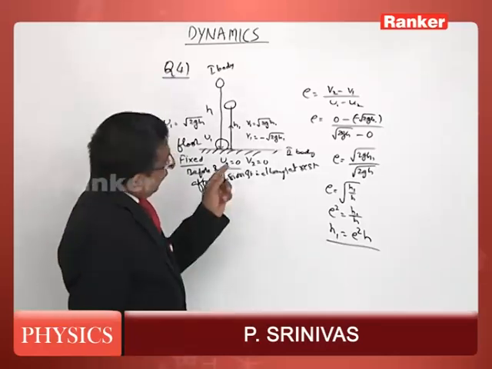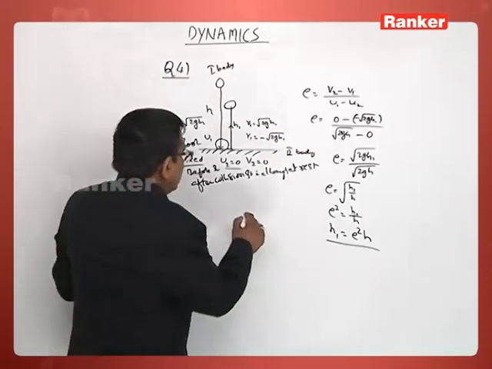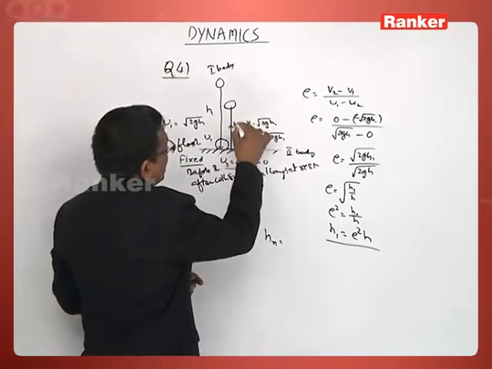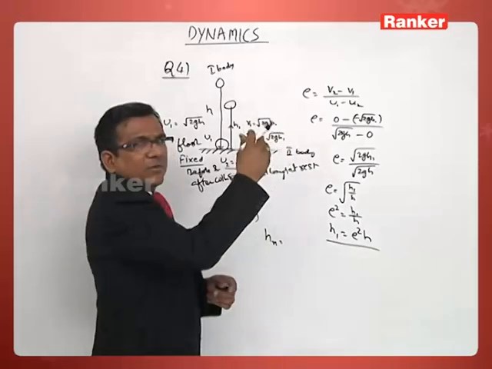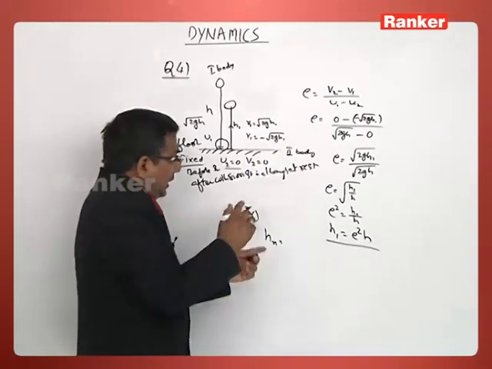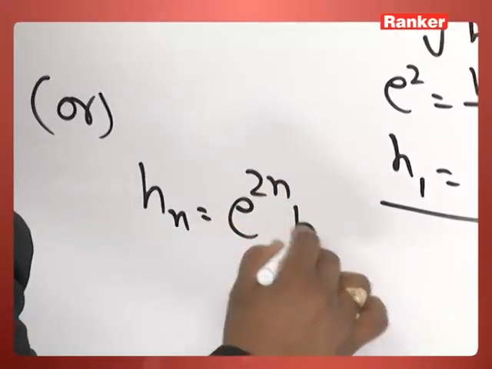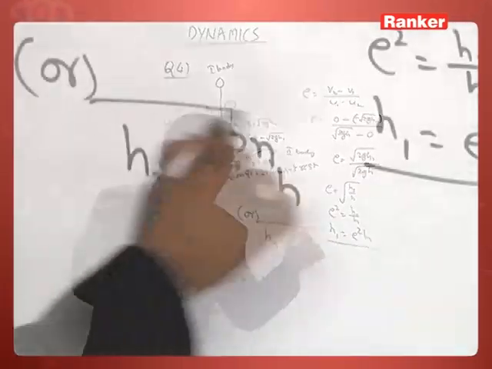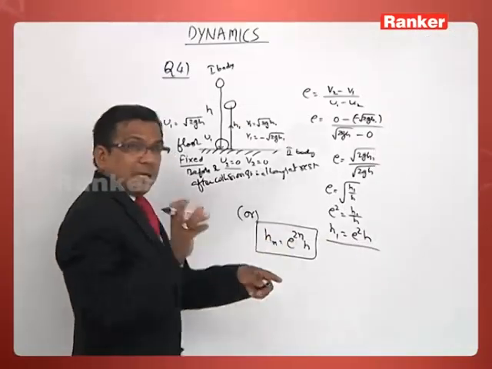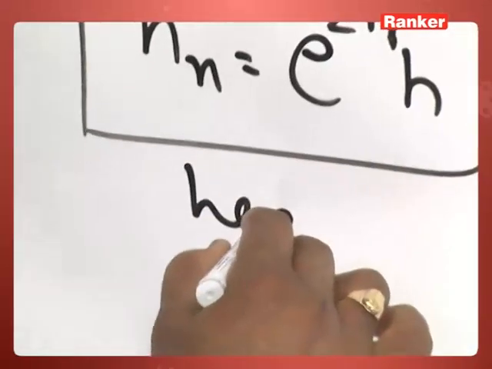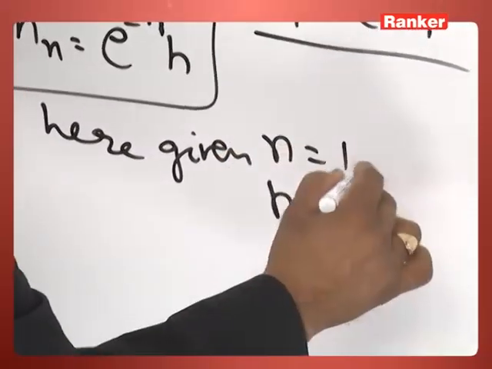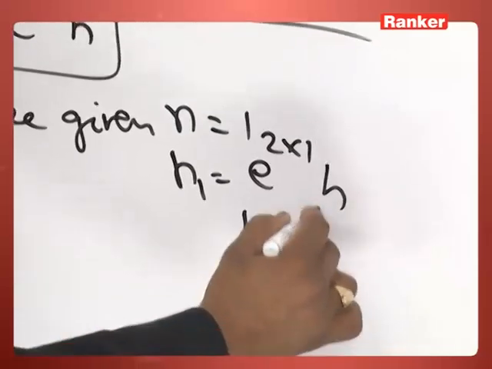But in this problem, you can do the problem like this also, or you can remember a formula. In the nth bounce, as you know, again it falls down, rises up, falls down, rises up. This takes place a number of times. Finally it comes to rest. Then you can derive a formula in the same way. In the nth bounce, e power 2n h, where h is the initial height of fall. By remembering this directly, you can solve this problem, where n is the number of bounces, and here first bounce was given. So here given n is equal to 1. So h1 is equal to e power 2 into 1 h. So h1 is equal to e square h.